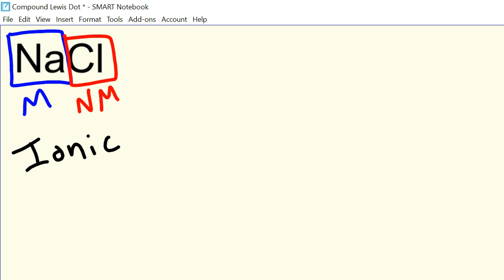This time we're going to start out by drawing each individual Lewis dot structure for each atom. So sodium, and then we're going to add it to chlorine. Sodium has 1 valence electron, while chlorine has 7.